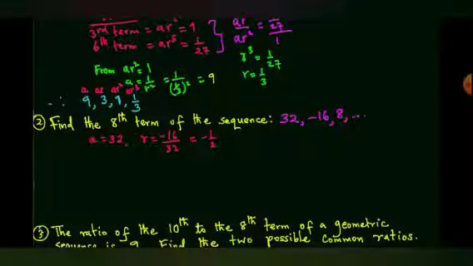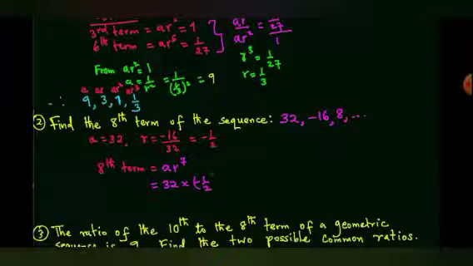So therefore, the 8th term is equal to AR power 7, and that is 32 times negative a half to the power 7. So that will be equal to negative a quarter.